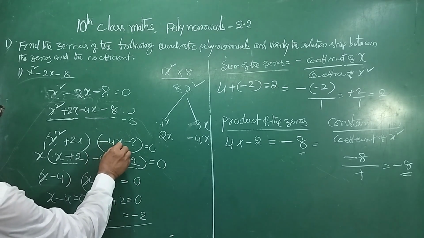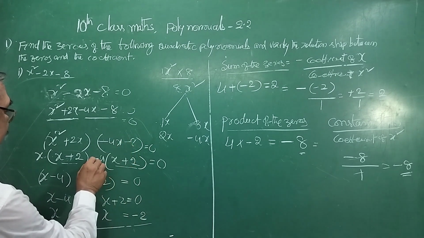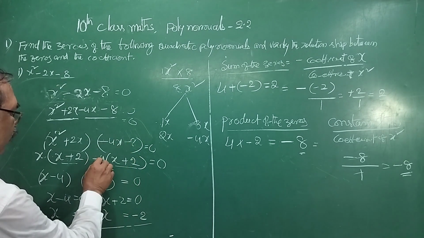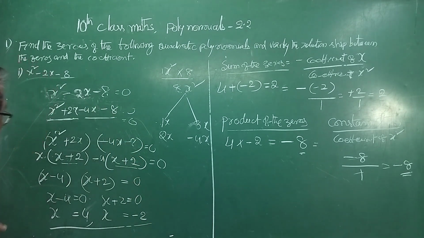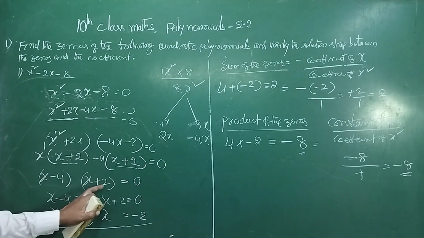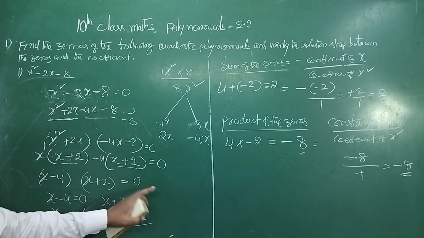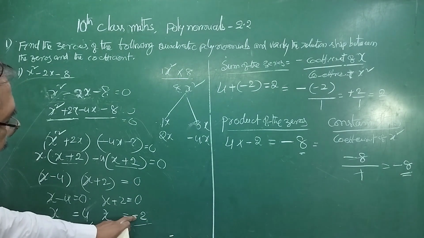Multiplying again, how should it come? Minus into plus minus, 4 into x is 4x. Yes, minus into plus minus, 4 into 2 is 8. We got two factors. One is x minus 4, and the other is x plus 2. Let us take x minus 4 equal to 0, x is equal to 4, as 4 goes to the other side. x plus 2 is equal to 0. To find x, plus 2 goes to that side, minus 2.